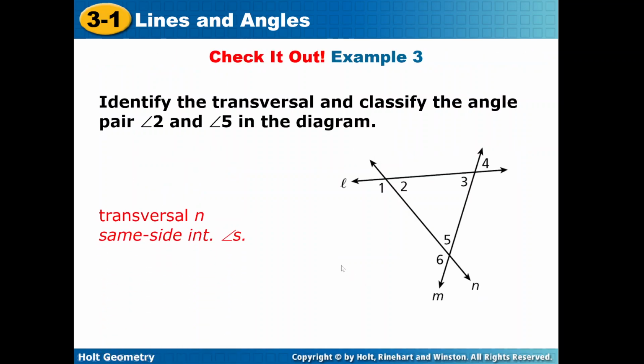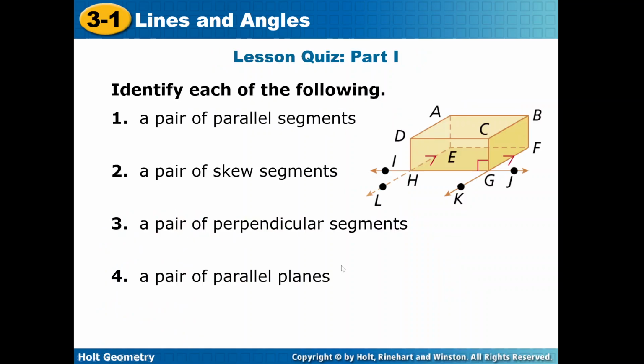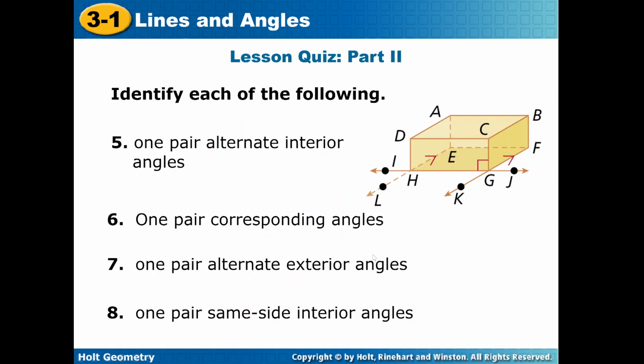Okay, more practice, similar to what we're doing. Here are some practice problems you can go through: identifying the parallel segments, skew segments, perpendicular segments, and the parallel planes. And also identifying one pair of alternate interior angles. So things such as angle EHG and angle HGK, those two angles right here.